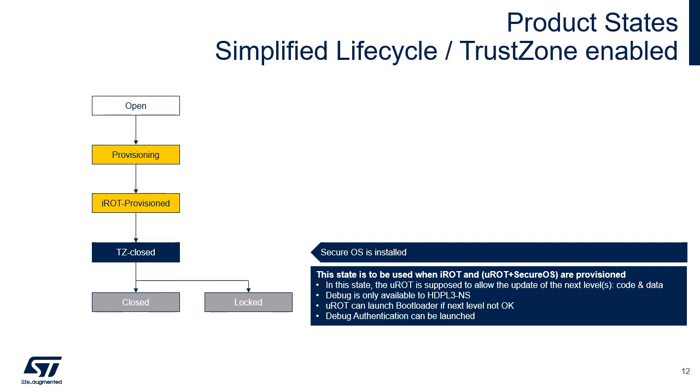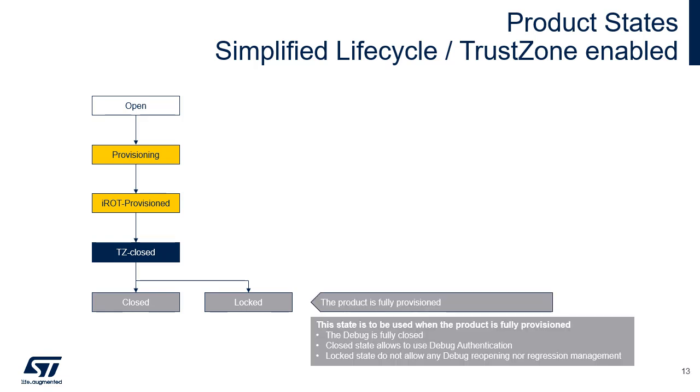The product state becomes TZ closed when it's assumed that the secure OS is installed in trust zone. Debug is opened for non-secure applications. All peripherals and memories mapped as secure during secure boot cannot be dumped, debugged, or traced. The UROT must allow the update of the non-secure image. It can launch the bootloader if the next level is not OK.